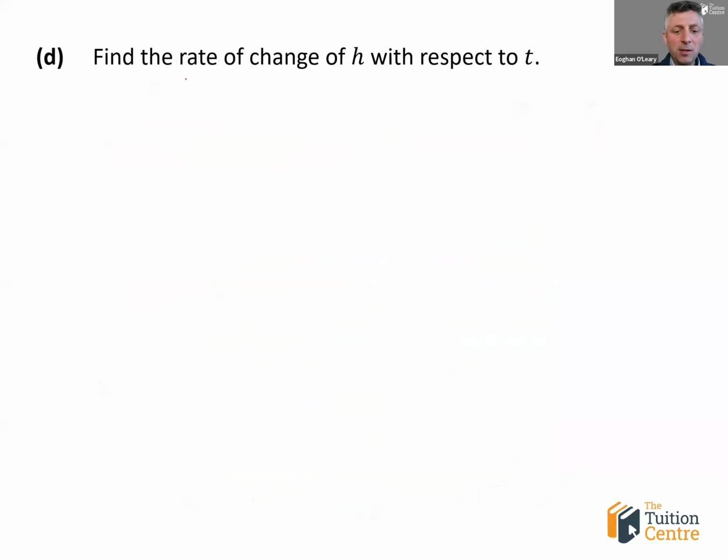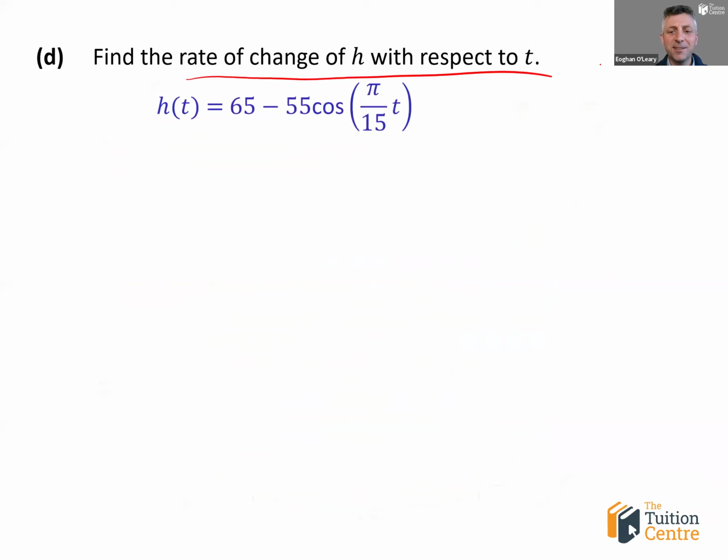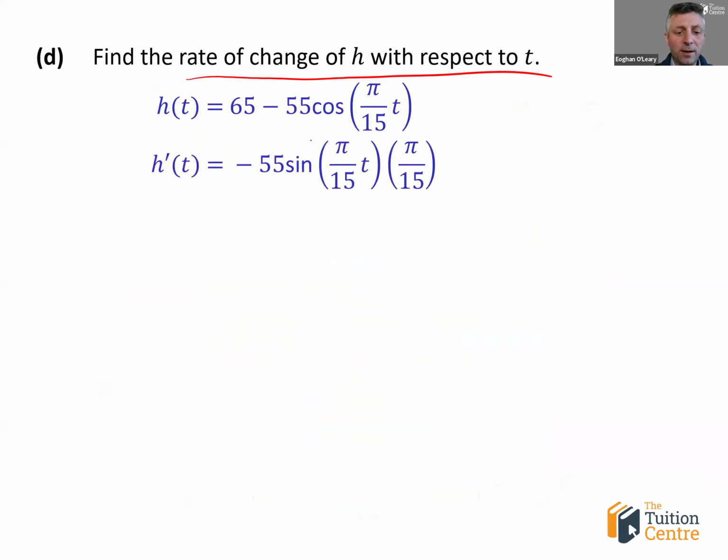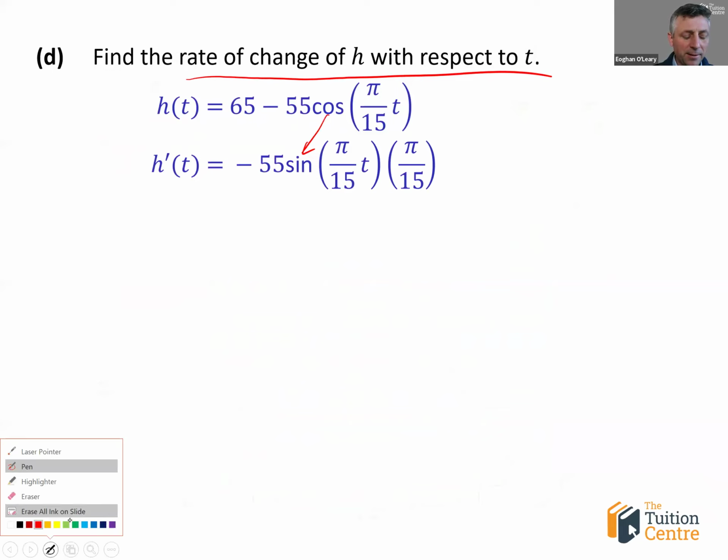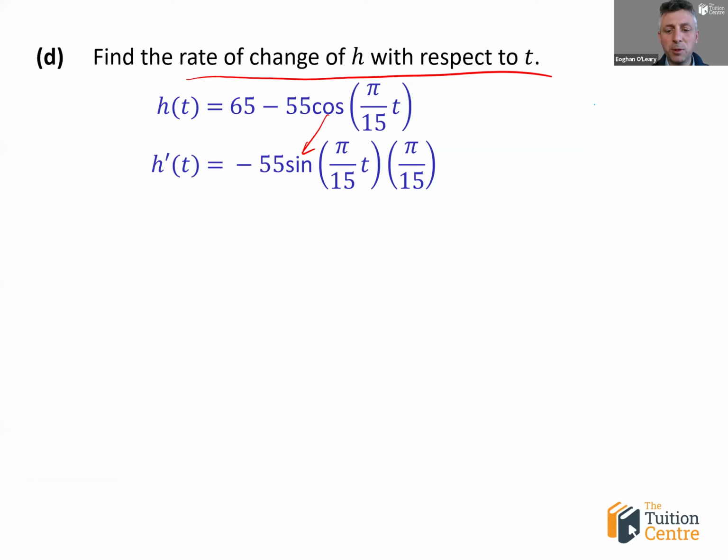Find the rate of change of H with respect to T. So we know that's going to be differentiation. So here's our function, H of T equals 65 minus 55 cos pi over 15T. We know that cos differentiates to be sine. So let me just explain each part here again. I know some people find this a bit tricky. If y is equal to the cos of x, well then dy dx would be equal to minus the sine of x.